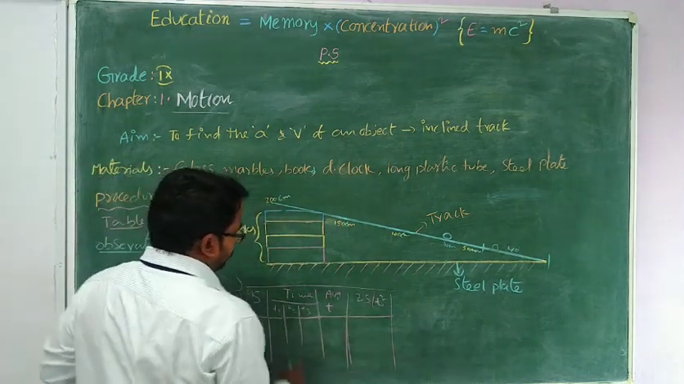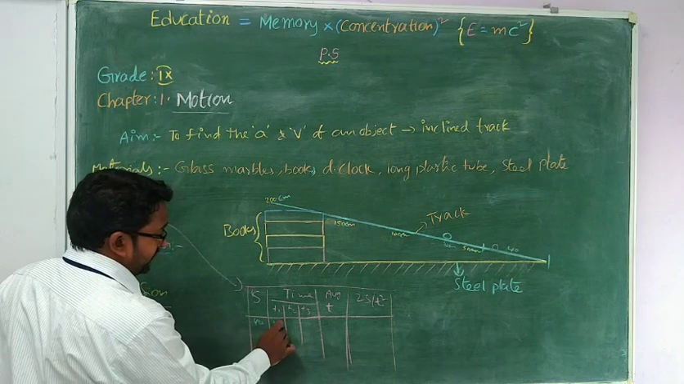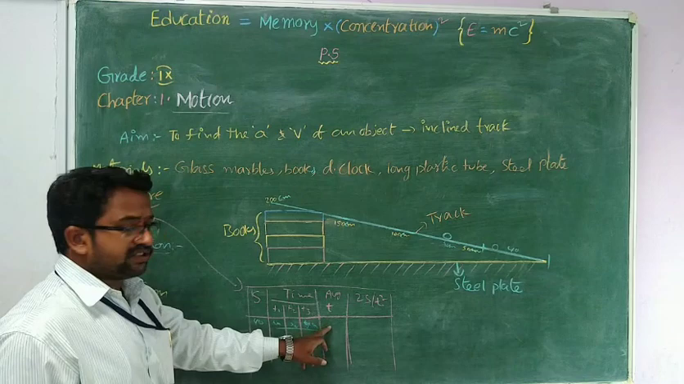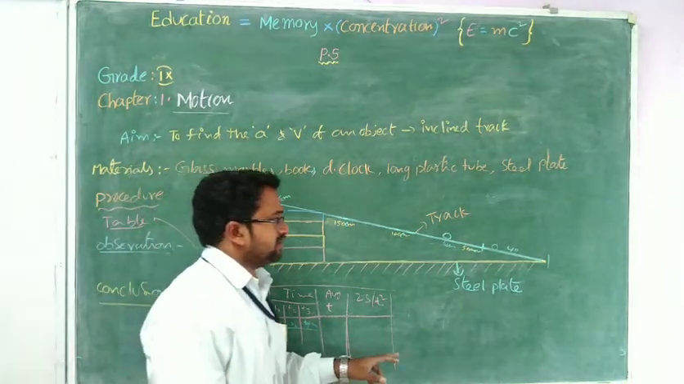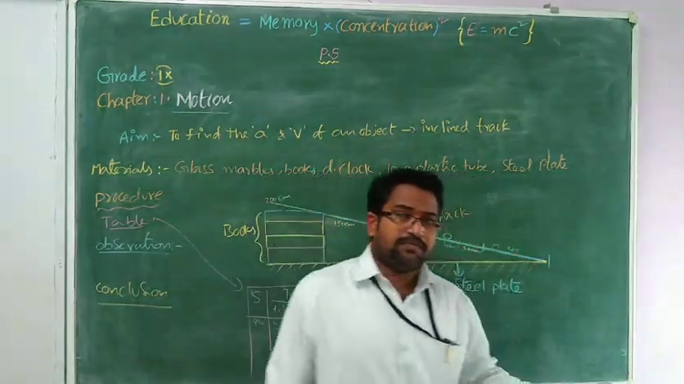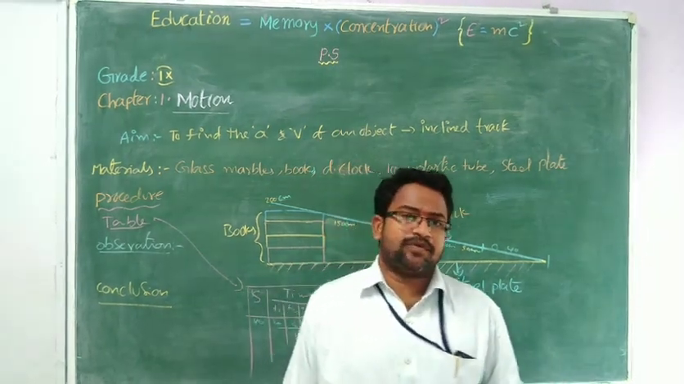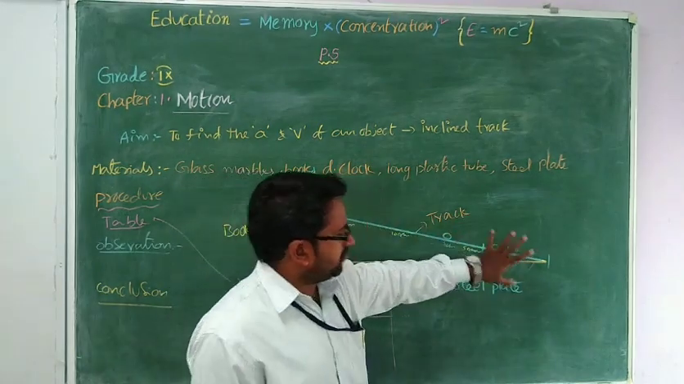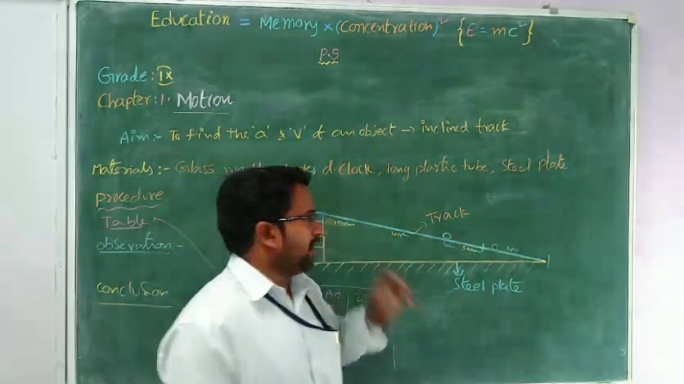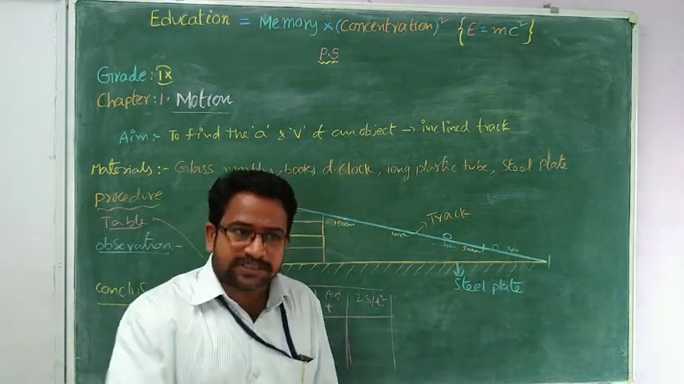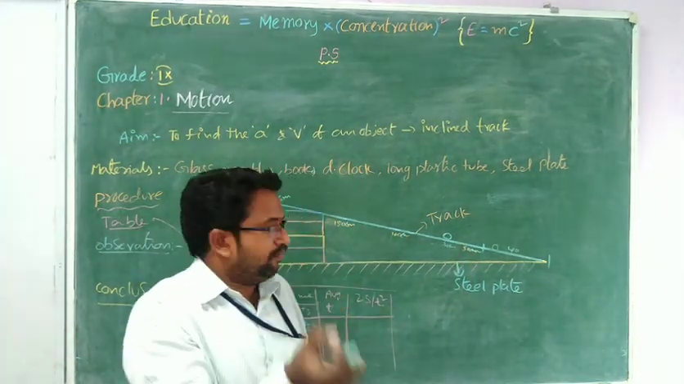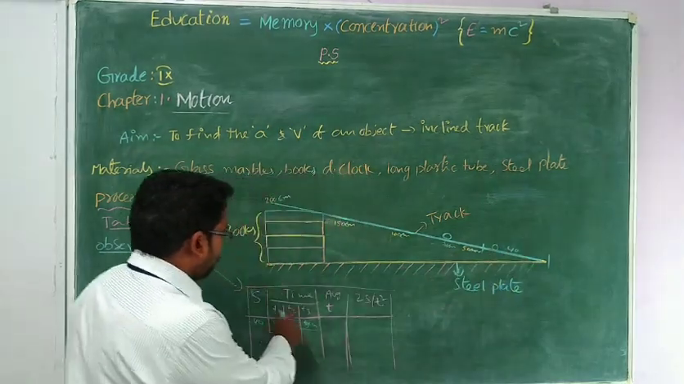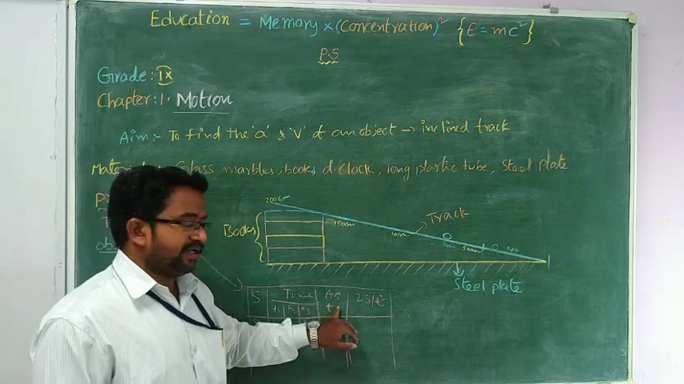So, for trial 1, maybe 4 seconds. For trial 2, maybe 3 seconds. For trial 3, again maybe 4 seconds. You have to take the average time. If you take only the first reading, there may be atmospheric effects, the atmosphere may not be uniform, you may not release it properly, or there may be some manual errors. To overcome that, you have to take 3 trials and take the average.